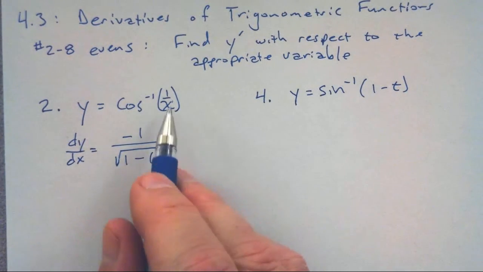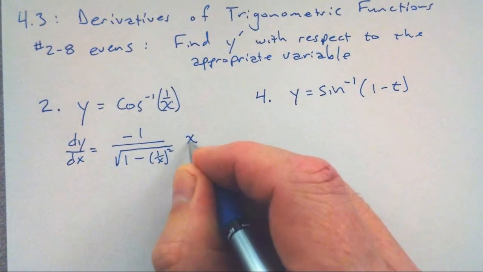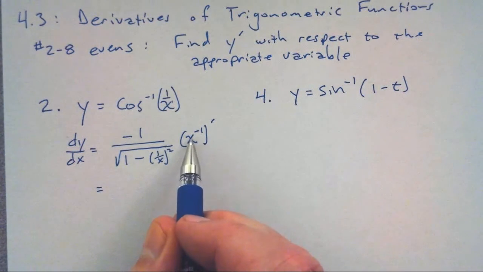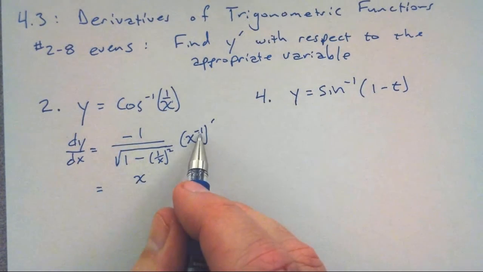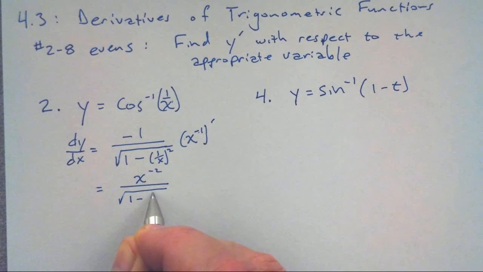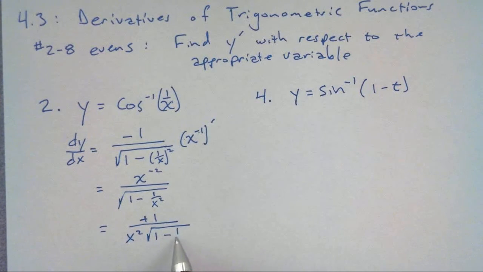If it's not just x, then we have a function of x in here, and we need to find the derivative of that. I'm going to rewrite this as x to the negative first, and we need to find that derivative. So equals, the derivative of x to the negative first is negative 1 times x, reduce the exponent by 1 to the negative second, all over the square root of 1 minus 1 on x squared when I square this. So that would become negative 1, oh, excuse me, that's positive 1 now, over, move the x squared to the bottom, x squared times the square root of 1 minus 1 on x squared.